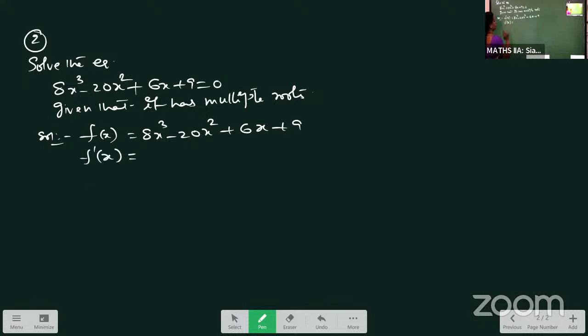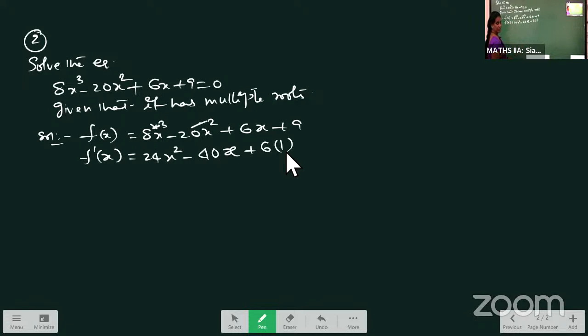Differentiate x cube, the derivative is 3x square. So it is better to multiply these two always, it is the easiest procedure. 8 into 3, that is 24, and remove one power from that, 24x square. And minus, again you multiply these two, 20 into 2, that is 40, and from x square you delete one power. And plus 6 into the derivative of x, which is always 1.